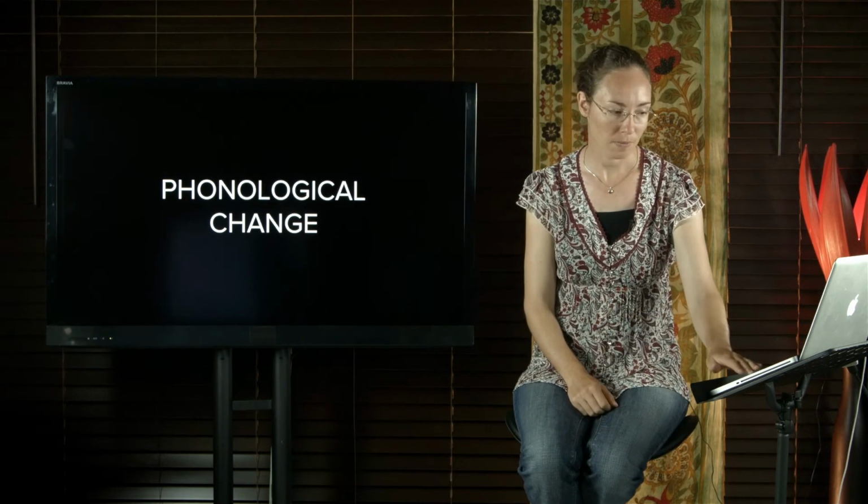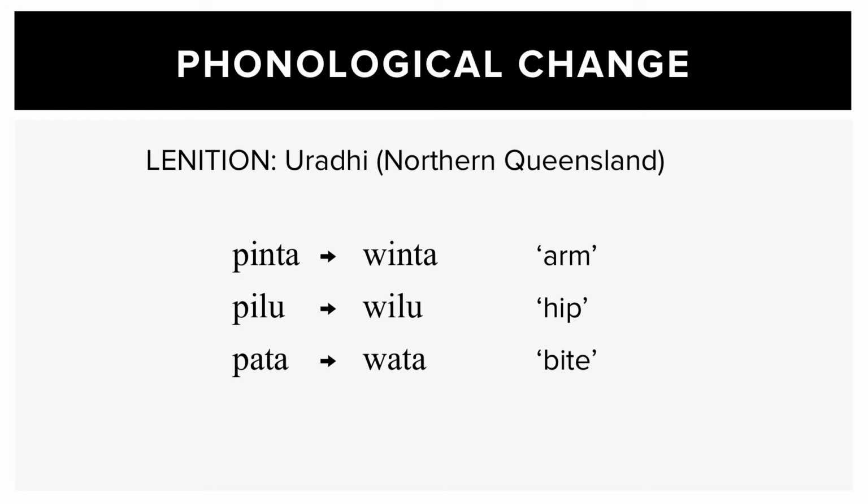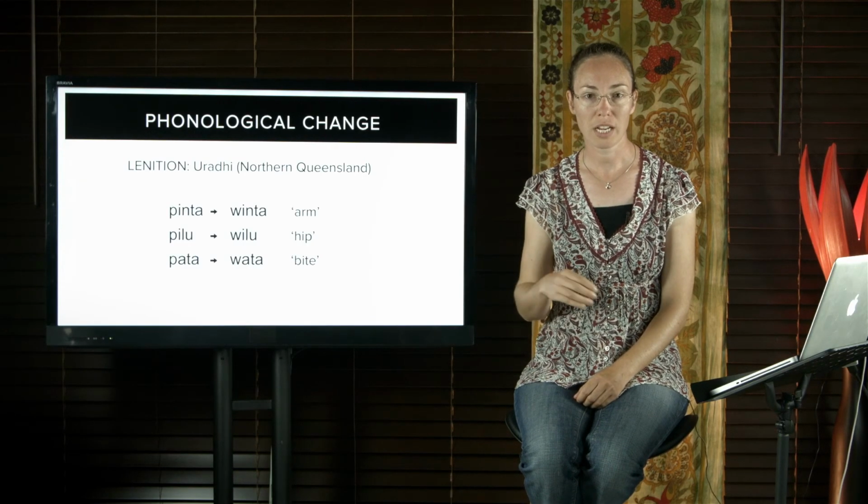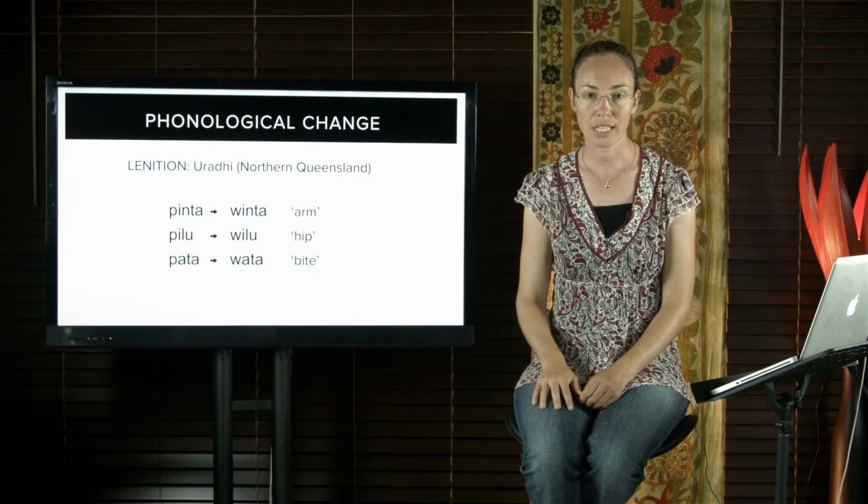The Urari language, an Aboriginal language from northern Queensland, shows lenition, as you can see here. So p, a voiceless stop, in the ancestral language has changed to w, a voiced approximant, in the modern language. So pinta has become winta, pilu has become wilu, and pata has become wata. The fullest form of lenition is for a sound to weaken so much it disappears completely.